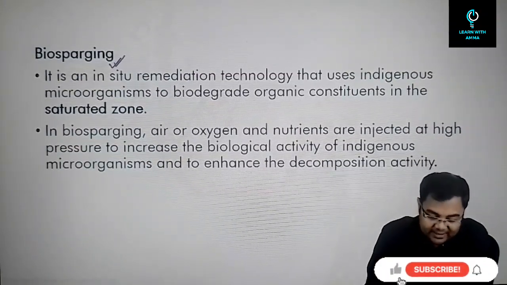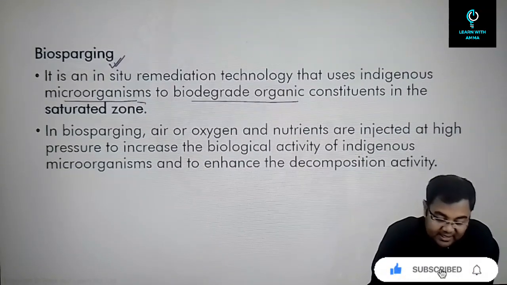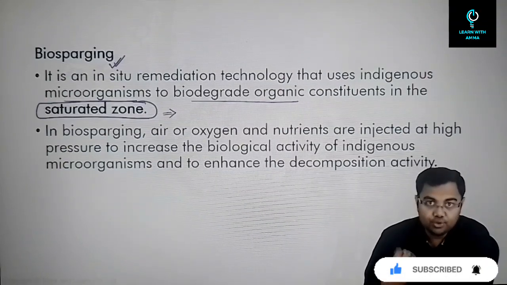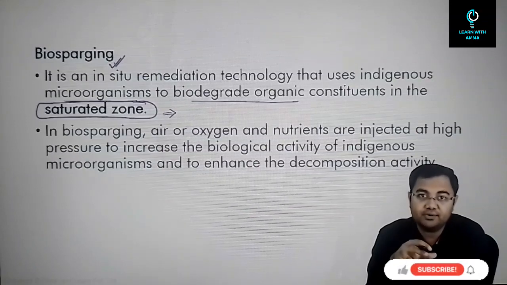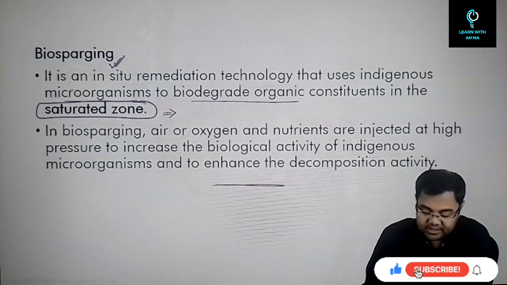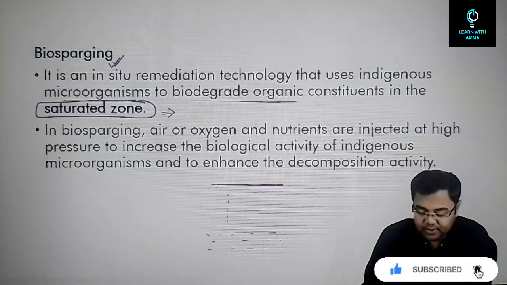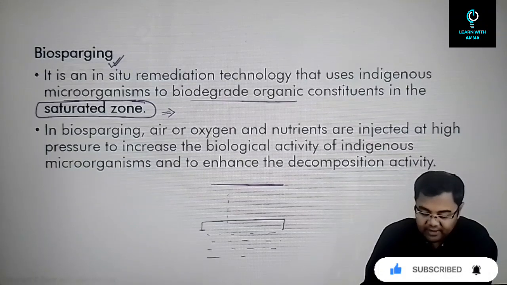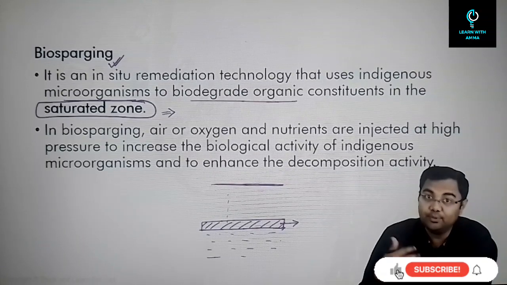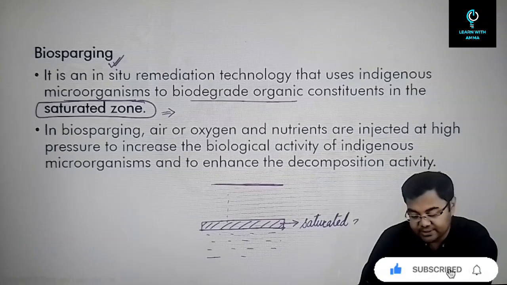What we do here is that we make use of microorganisms to biodegrade organic constituents in the saturated zone. Now what is the saturated zone? The saturated zone is the part of the soil which is near the water table. For example, you have the surface of the earth like this, and as you start going down, after a point you will have the water table. The soil at this level, which will not be able to contain any more moisture, will be called the saturated zone.